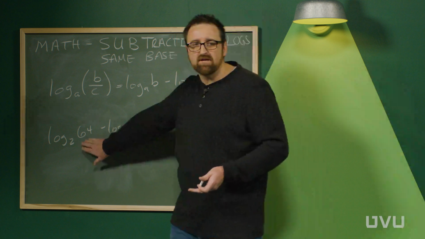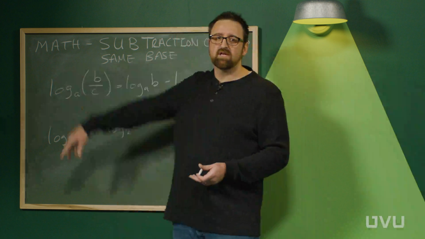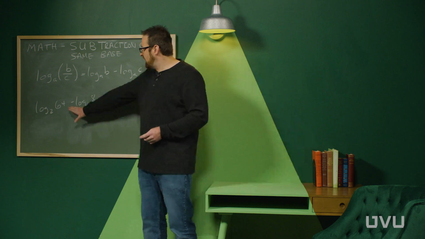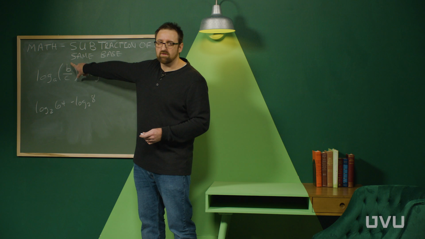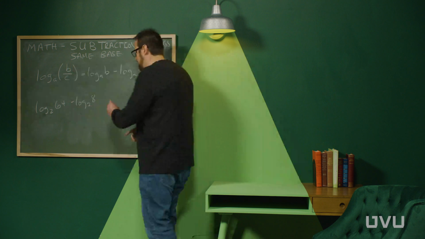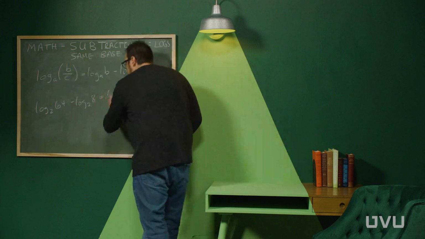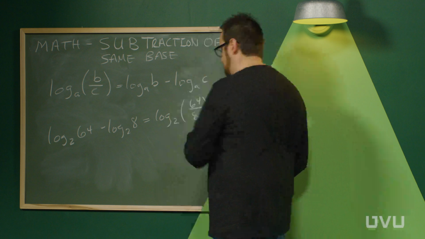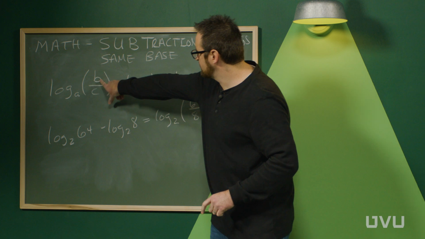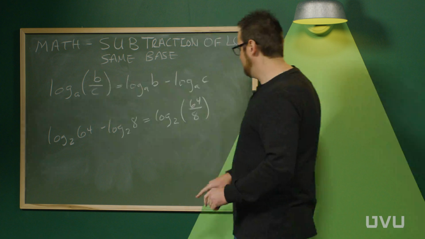But this guy over here is a little tricky, and this is where this formula can help us out a little bit. Since we're subtracting two logarithms that have the same base, we can turn it into a single logarithm with dividing these two over here. So this becomes the logarithm base 2 of 64 divided by 8. Okay, this guy, the positive guy, goes on top, the negative guy goes on the bottom.